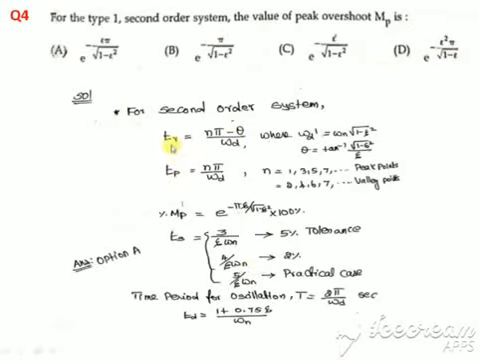Rise time is (n pi minus theta) divided by omega d. Omega d is nothing but omega n square root of 1 minus epsilon square. Theta is nothing but tan inverse of square root of 1 minus epsilon square by epsilon. This is peak time, n pi by omega d, where n is 1, 3, 5, 7. This is the peak value and peak overshoot value.